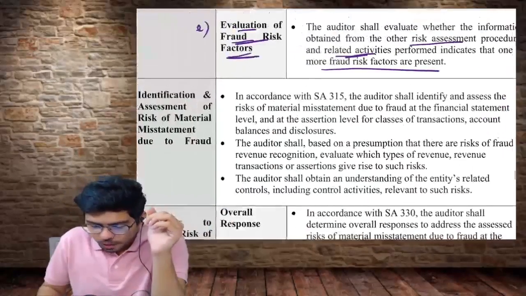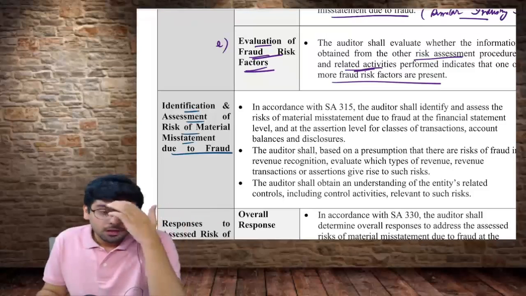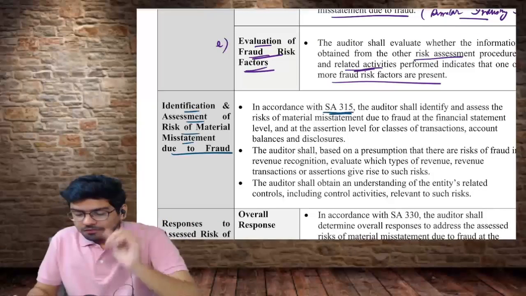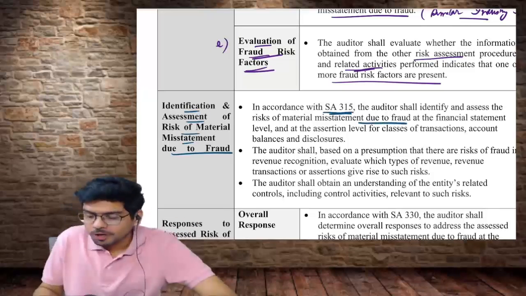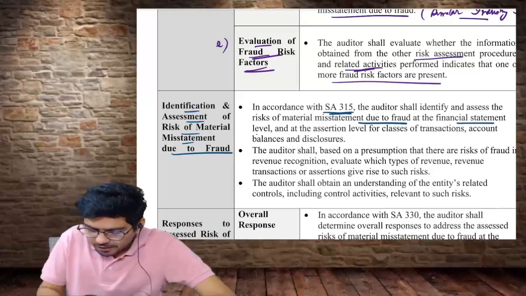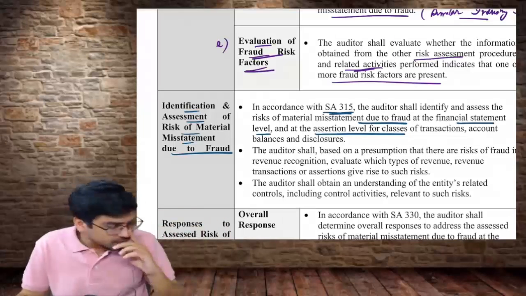So let's understand the point. Identification and assessment of risk of material misstatement due to fraud. In accordance with 315, the auditor shall identify and assess the risk of material misstatement due to fraud, again at the financial statement level and at the assertion level, for classes of transaction, account balance, and disclosure.